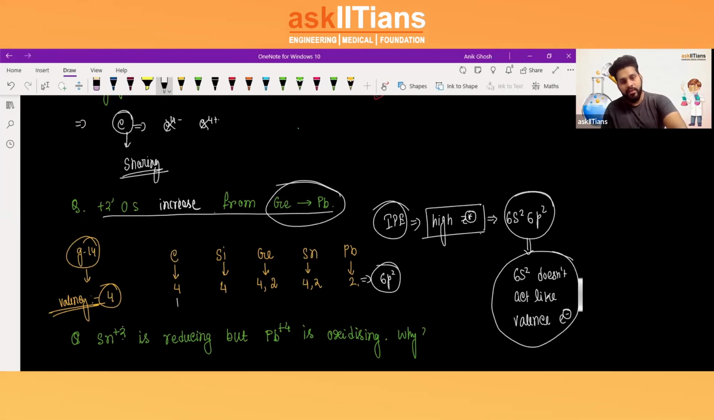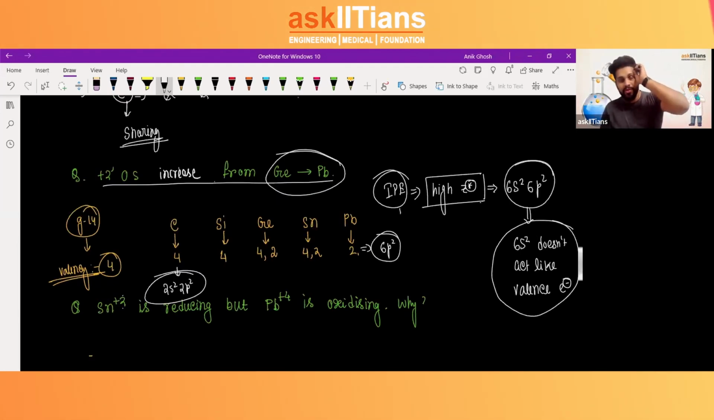But for this 4, the configuration is 2s2 2p2. S and P combined together make 4. But here, it is only for the p shell, right? So that is why we see it happening. So the one-stop answer is the inert pair effect, right? Because of the inert pair effect, we see this more as we go from germanium to tin to lead, as the d and f contractions are combining together. As a result, the inert pair effect is being seen.